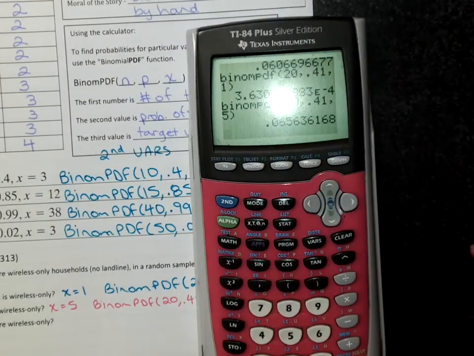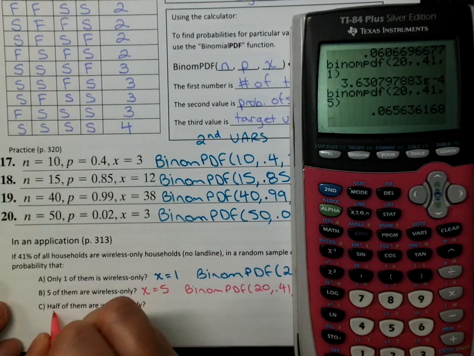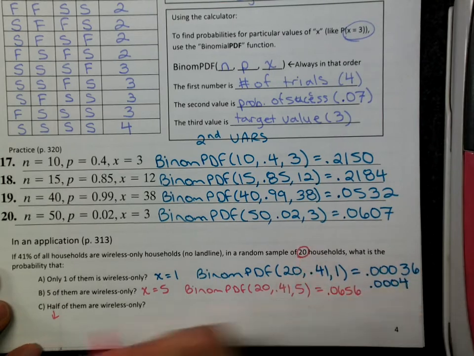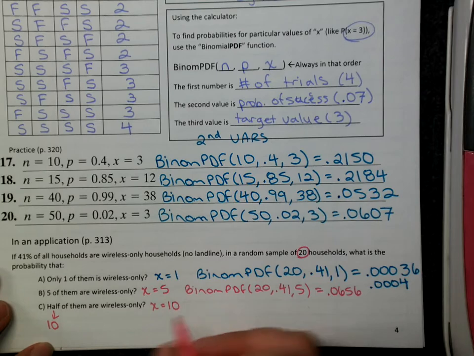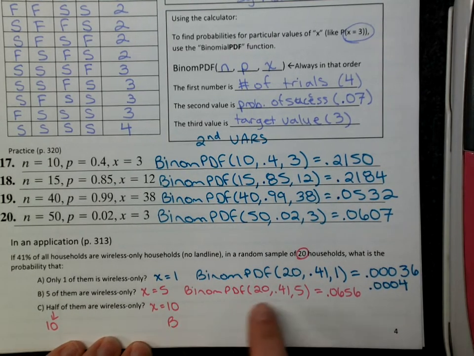And the last one, half of them are wireless only. Now half's a little tricky. They're not trying to be tricky, but they want you to think about if your sample size is 20, half would be 10. So in this case, x equals 10. We can't put in 0.5. That won't make any sense. Your first number and your last number have to be integers. It's just the middle number is a decimal.